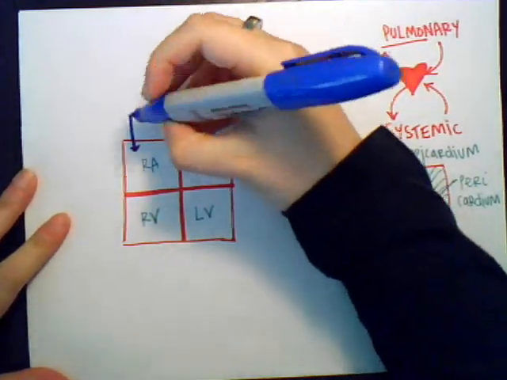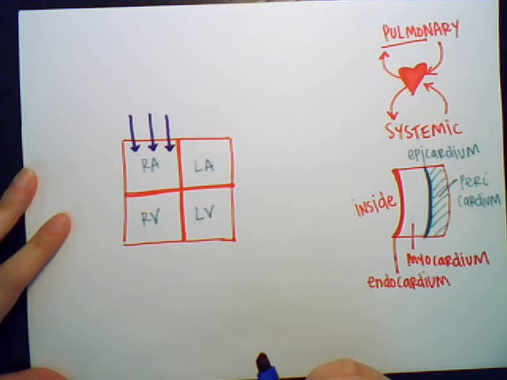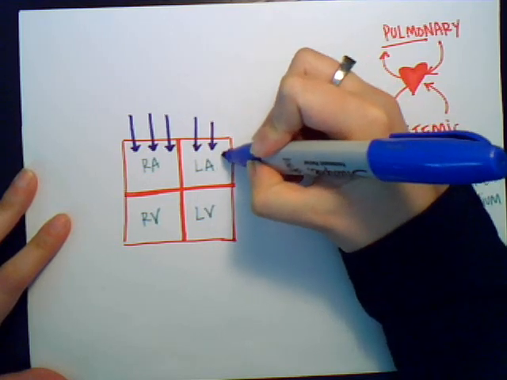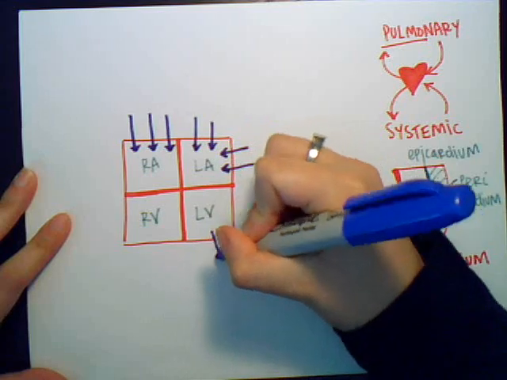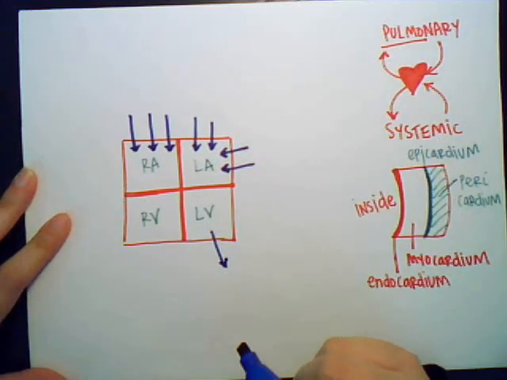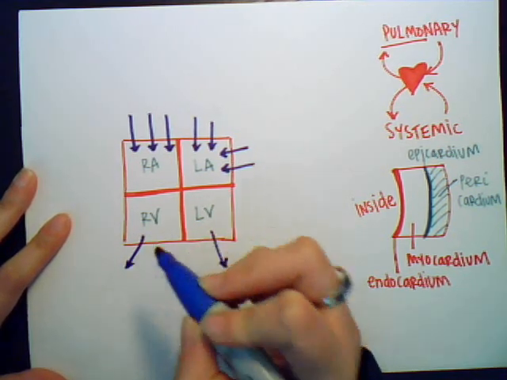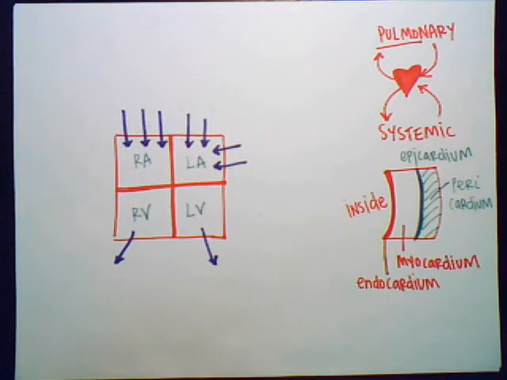We have 3 things coming into the right atrium. Four things coming into the left atrium. We have 1 thing leaving the left ventricle. And we have 1 thing leaving the right ventricle. So that's basically all you need to remember, and now we can just visualize what exactly comes in where. These arrows are going to represent the different vessels that the blood is going to be traveling through.